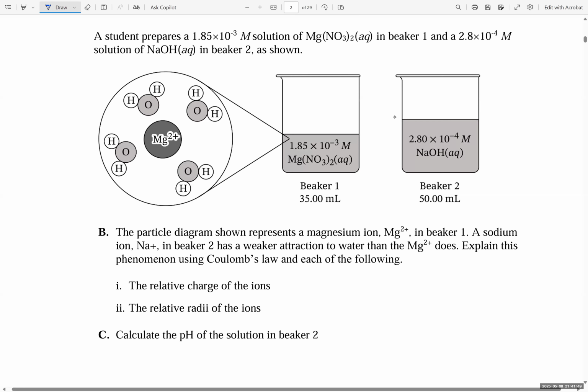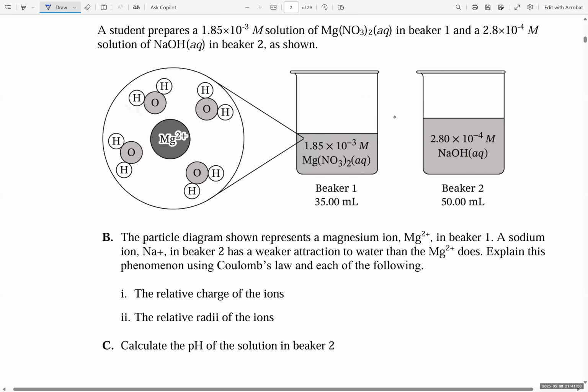using Coulomb's law and each of the following: relative charge of the ions and relative radii of the ions. Okay, so let's take a look. Coulomb's law is essentially like this: the force of attraction or repulsion is a function of Q1 times Q2 over r squared. So these two are charges and that's the radius. I know that for part 2, I'm going to be addressing the denominator of this. But let's look at the first one, relative charge of the ion.